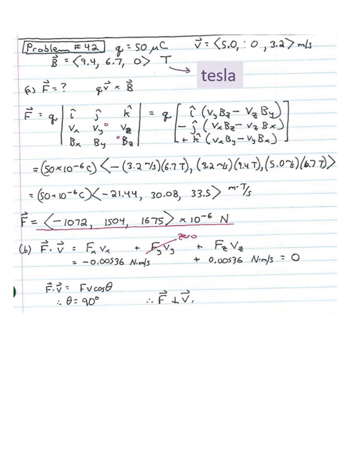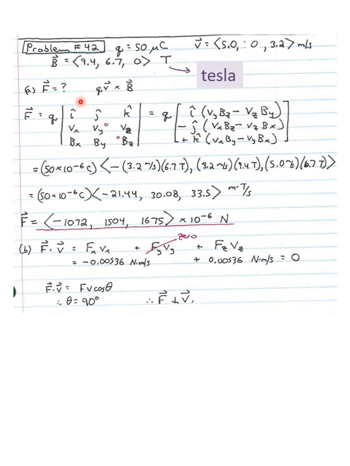All right, well, something I haven't introduced to you yet is how do we quantify magnetic field? And here it comes up in this problem, Tesla, named after Nikola Tesla. That is the unit of magnetism, of magnetic field. Well, here I've written out the given information. There's Q, 50 microcoulombs. V is, be careful of i hat, j hat, and k hat, so it's 5, and then 0, and then 3.2. And then the magnetic field is 9.4 and 6.7 and 0 Teslas. Those are all MKS units.